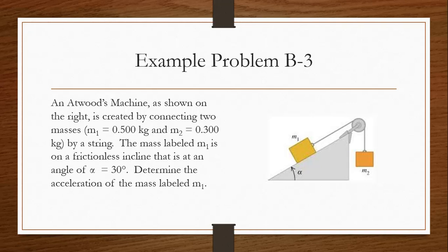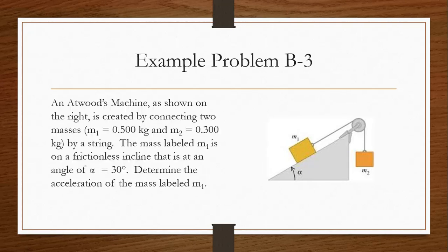Here I'm going to pick an Atwood's machine, as shown on the right, and created by connecting two masses, M1, which is 0.5 kilograms, and M2, which is 0.3 kilograms, by a string. M1 is sitting on a frictionless incline that's angled at 30 degrees. And we want to determine the acceleration of mass labeled M1 and which direction it accelerates.